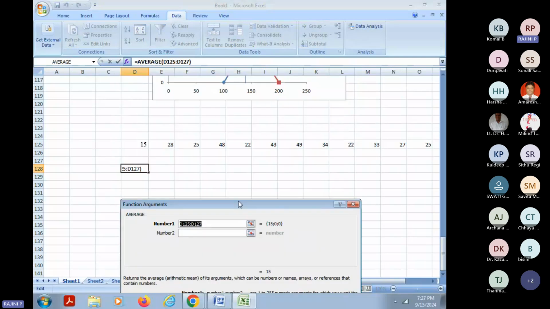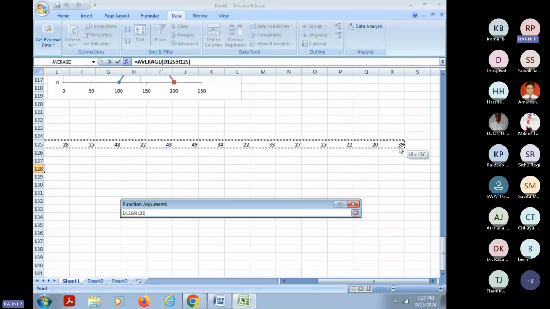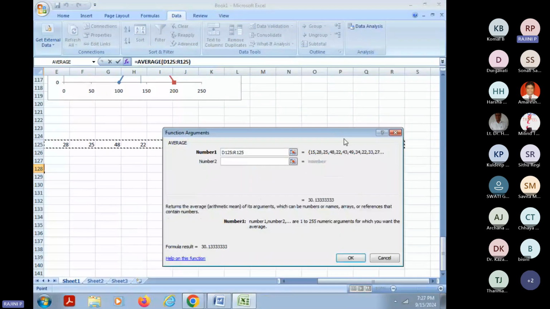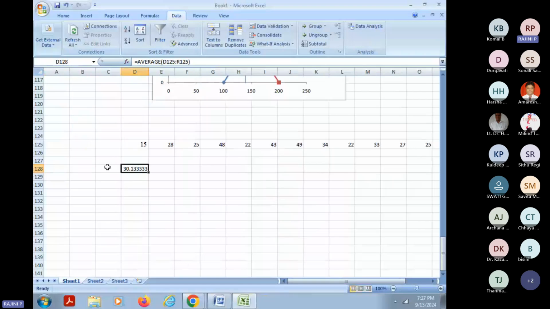It is asking what numbers you want to take. I want to take all these numbers. Just select that and then okay. That's it, you'll be getting the value. So this is the arithmetic mean. And for the next one, I'll be showing you shortcut methods also, but first you understand this. And then next I want to go for the geometric mean.